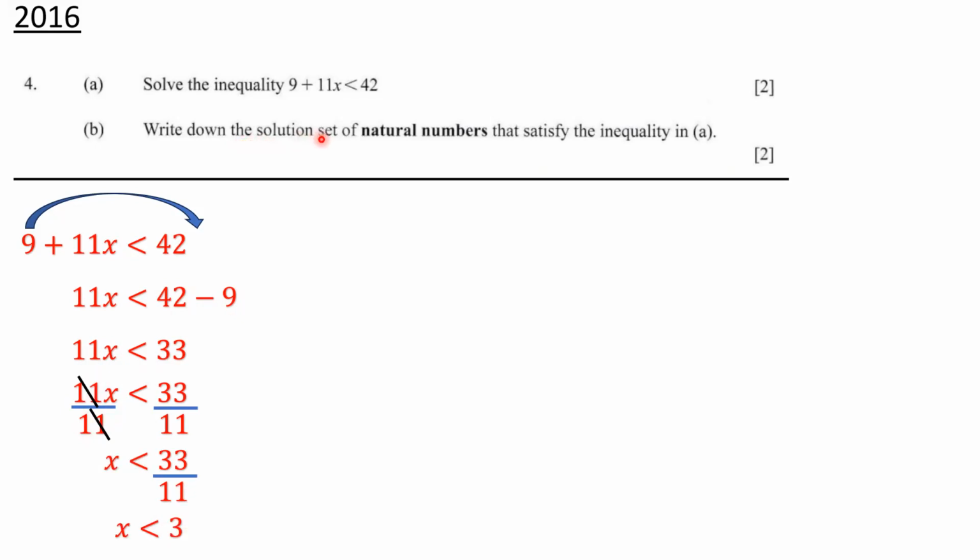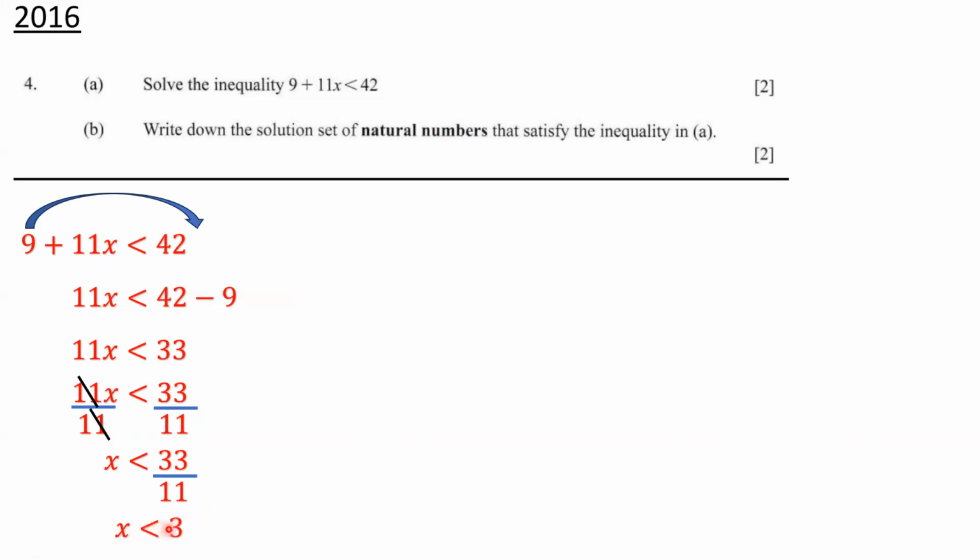And they say write down the solution set. They do not want us to draw a number line. They just want us to write down a solution set of natural numbers. Now, natural numbers are counting numbers, so they are whole numbers that start at 1. So we have 1, 2, 3, 4, 5, 6, 7, 8, 9, and continuing that pattern. No decimals, no fractions, right? So natural numbers do not include 0. We start from 1.